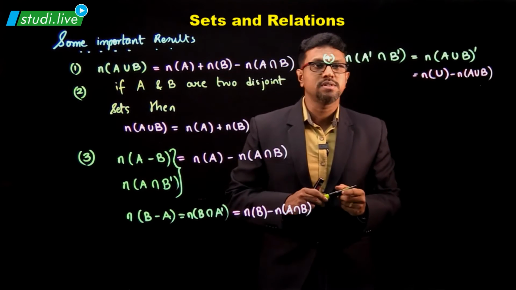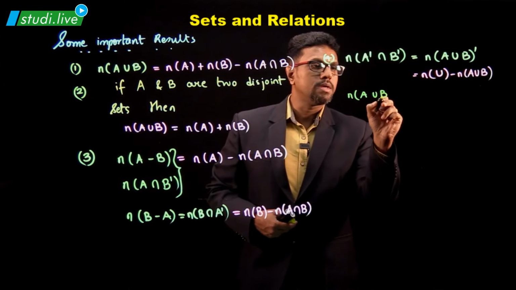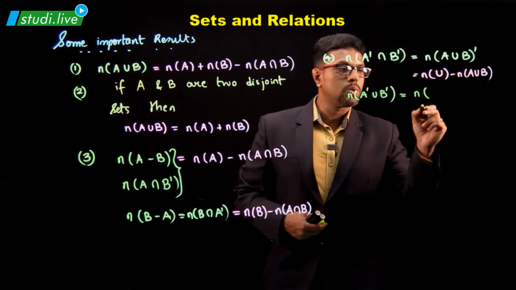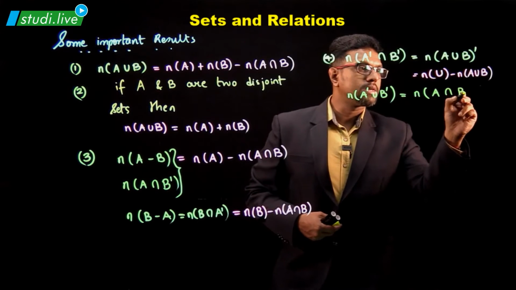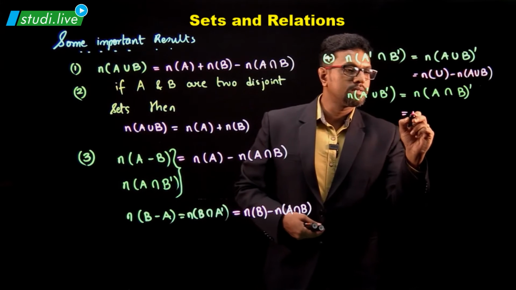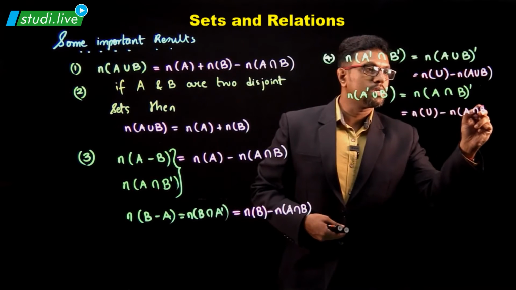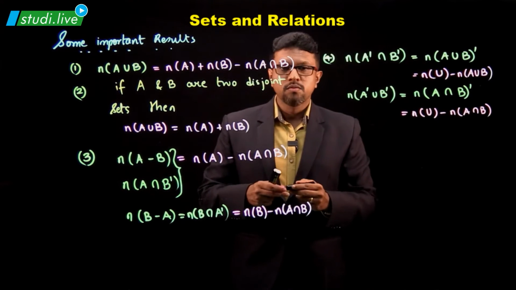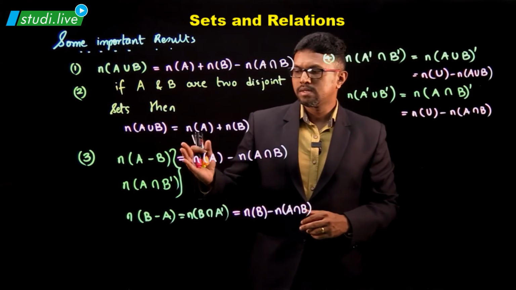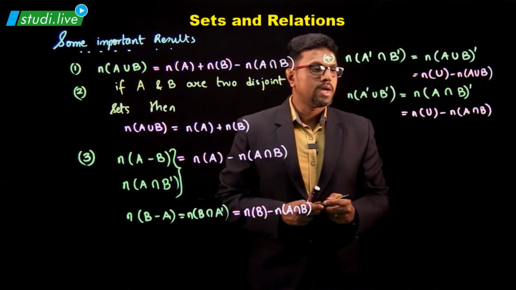Obviously there is another set of this for union. So n of A complement union B complement is equivalent to n of A intersection B the whole complement, and this is nothing but n of universal set minus n of A intersection B. So this is one more formula that is used very much. We have done union formulas, difference, and De Morgan's. One more formula, let us do that also.